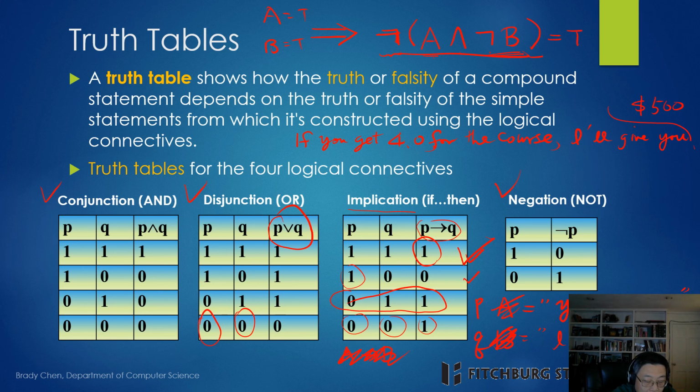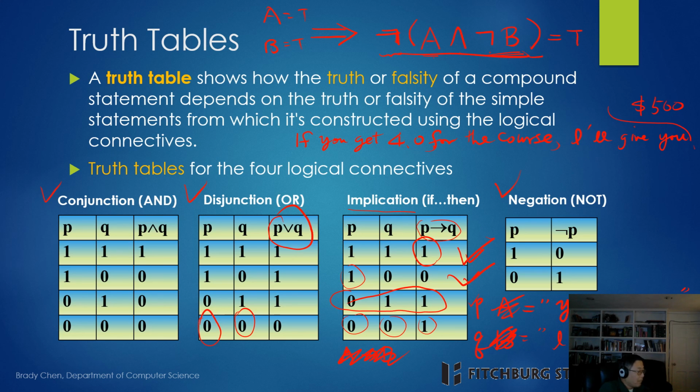Now, how can you interpret this one? If P is true, that means you get 4.0, and I don't keep my promise. I did not give you $500. So that means P implies Q is false, right? Because you get 4.0, but I don't give you the reward. So the whole thing is false. Also, that's understandable.